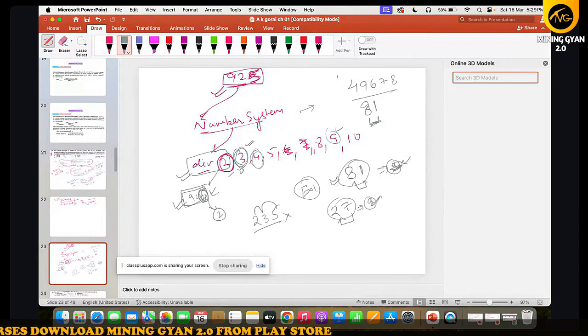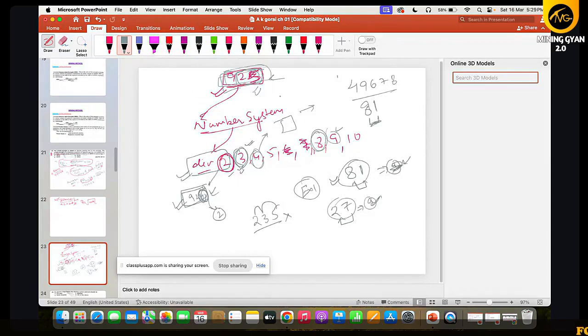Then come to 4. If the last two digits of any number are divisible by 4, then the whole number will be divisible by 4. 5 is simple. 6, 7, 8. If the last three digits of any number are divisible by 8, then the whole number will be divisible by 8. Divisibility rule of 9. If you add the digits of the number and it's divisible by 9, then it will be divisible by 9.